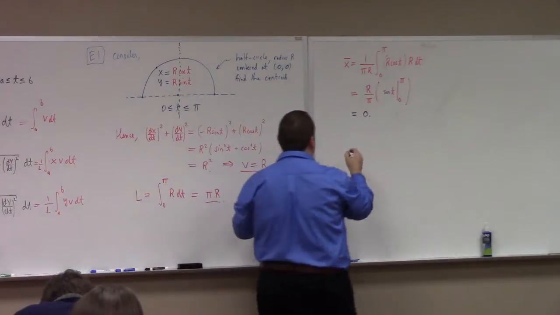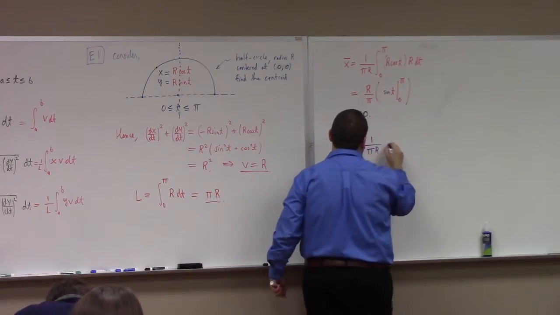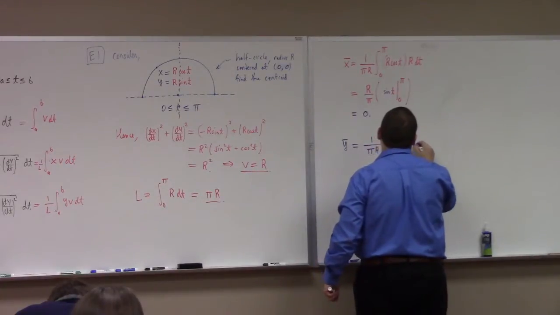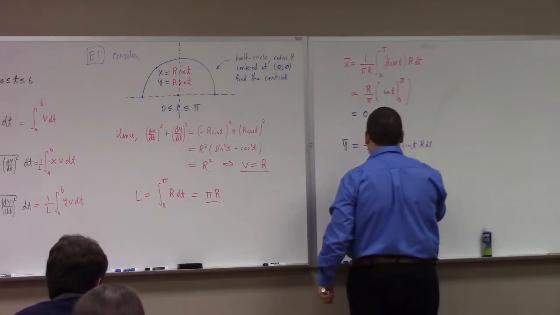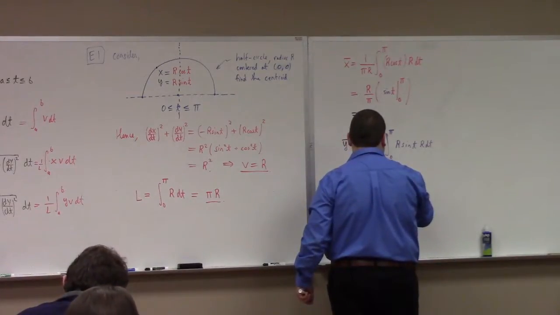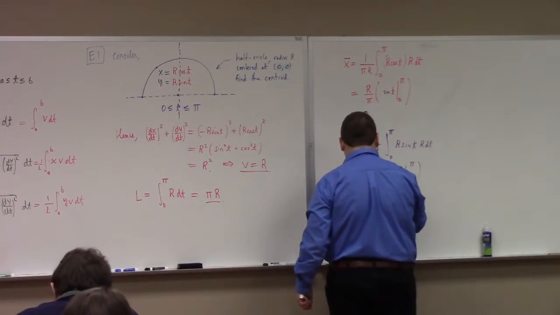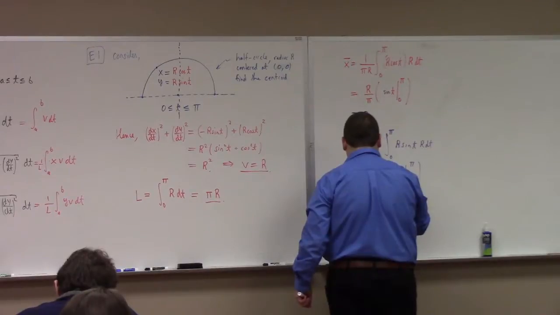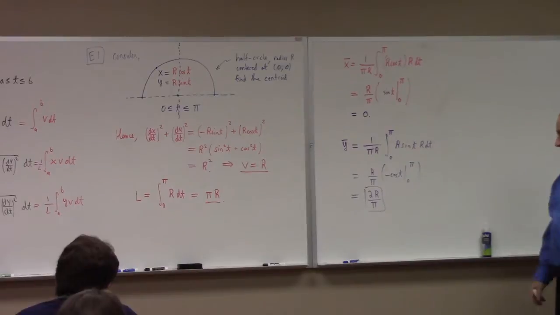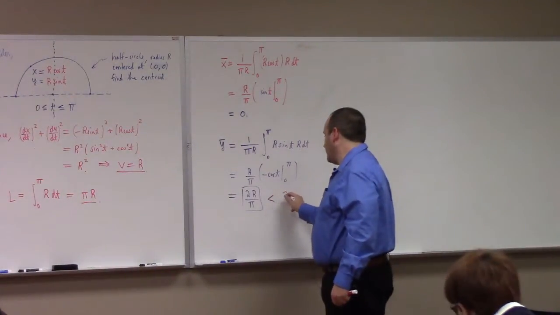Okay, so then the interesting part, what's y bar? R sine t, r dt. So now we get ourselves r over pi times minus cosine t evaluated from 0 to pi, which gives us what? I believe that gives us 2r over pi, right? That makes sense, right? This is less than r, right?